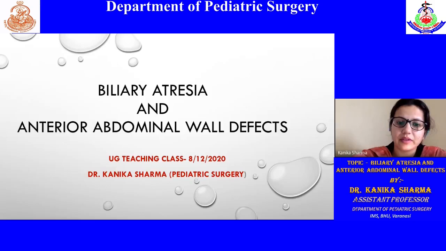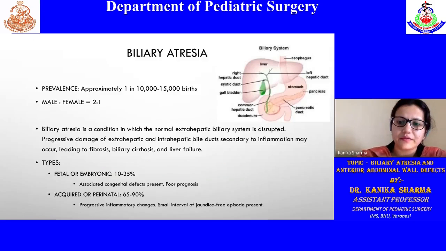Topics to you. Those are biliary atresia and anterior abdominal wall defects. Actually, both of these are very vast topics in their own right and may need 2 to 3 lectures to explain in detail. I'll try to cover as much as possible in this very lecture. So, firstly, starting with biliary atresia.